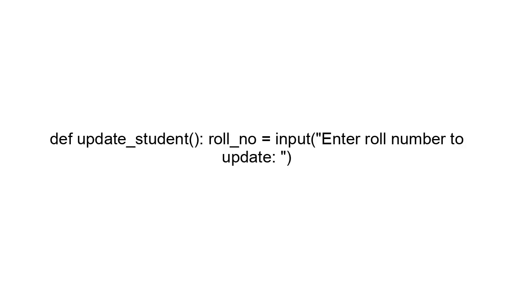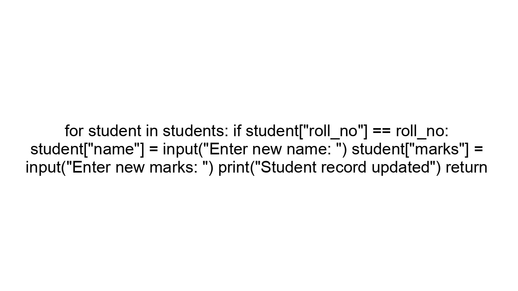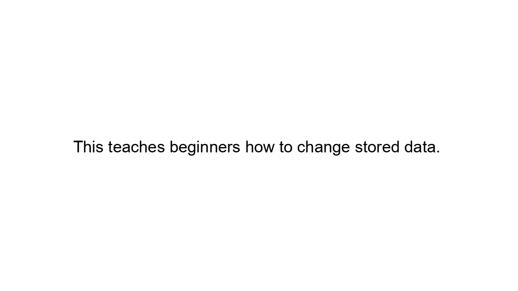Update student feature. The program can modify existing records. Example: def update_student(): roll_no = input("Enter roll number to update: ") for student in students: if student["roll_no"] == roll_no: student["name"] = input("Enter new name: ") student["marks"] = input("Enter new marks: ") print("Student record updated") return print("Student not found"). This teaches beginners how to change stored data.